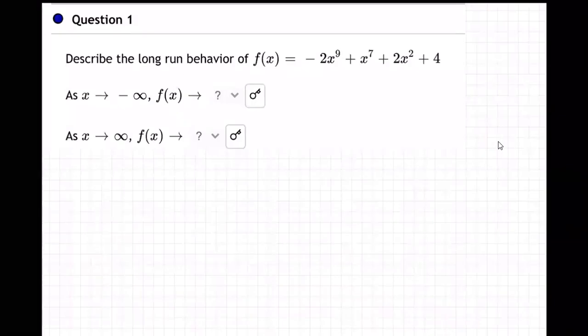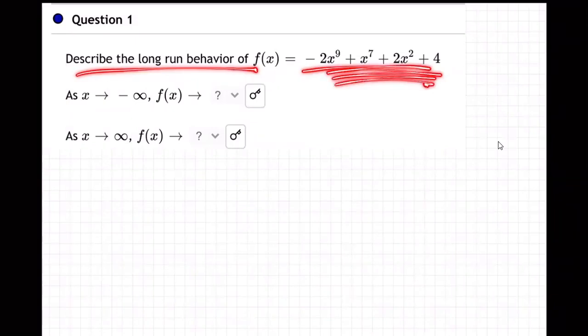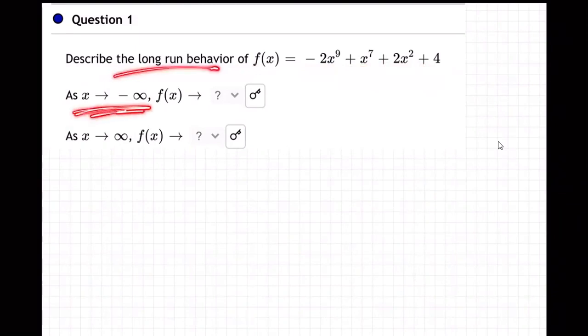Okay, so it's asking us on this question to describe the long run behavior of this function. So how do we describe the long run behavior of that function? Well, when it says long run behavior, what does it mean? It means as x goes to negative infinity and as x goes to positive infinity.